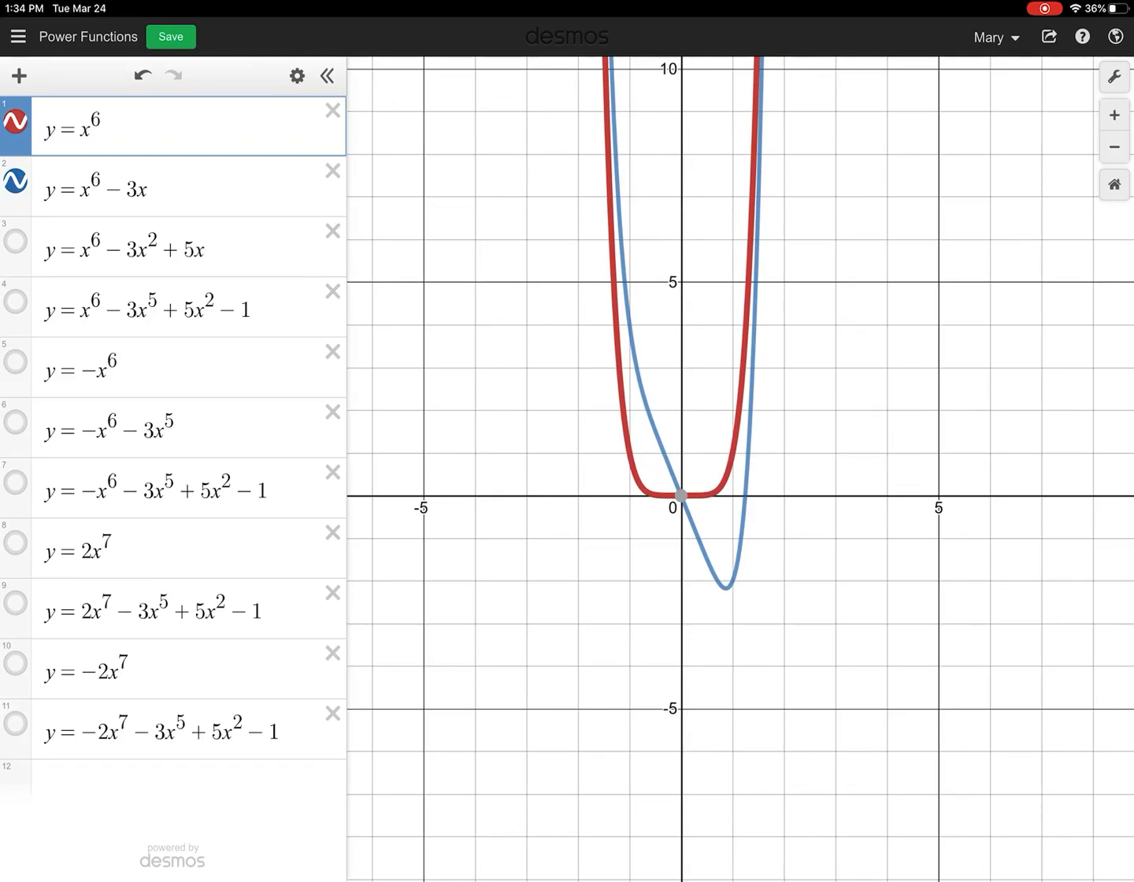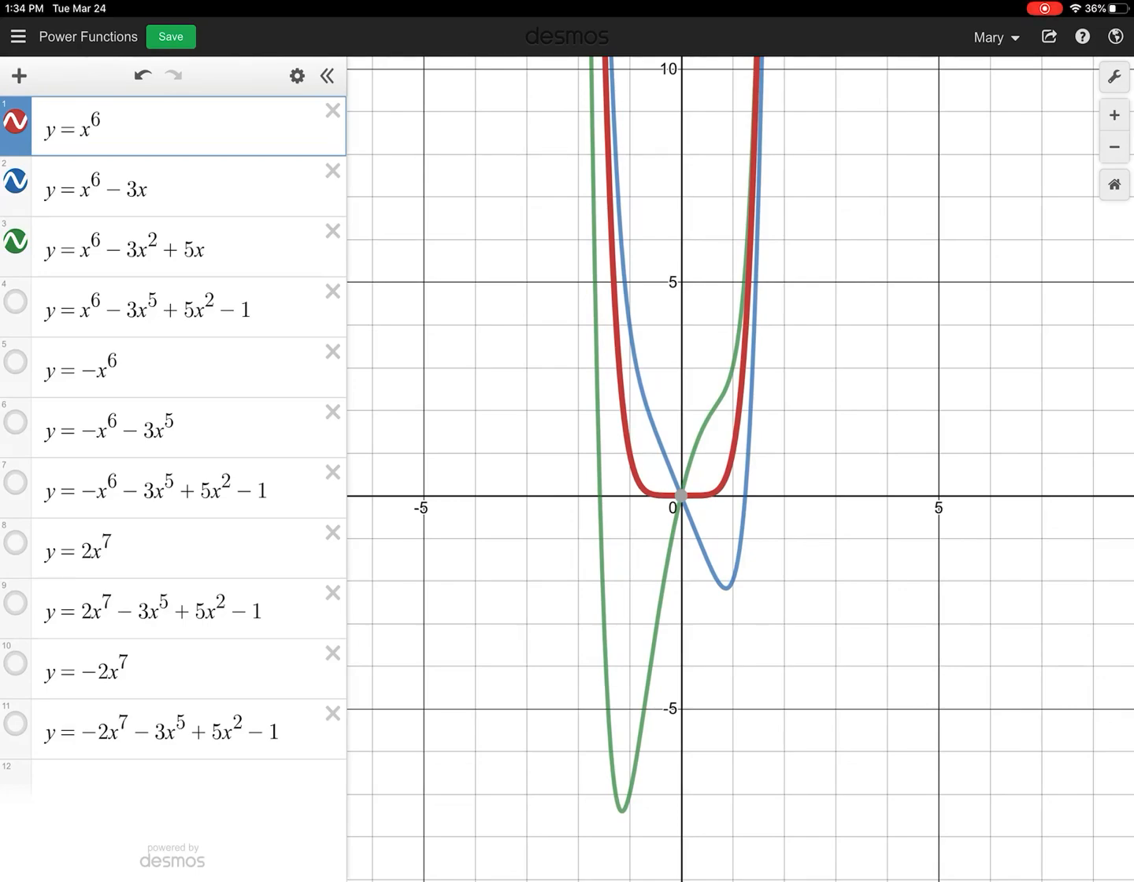If we manipulate that a little bit more, and in green, we graph x to the sixth minus 3x squared plus 5x, what's happening in the middle of our graph, where it's dipping down into like y equals -7, is different than the blue and the red. But what's happening at the endpoints is the same. It's going up on the left and it's going up on the right.